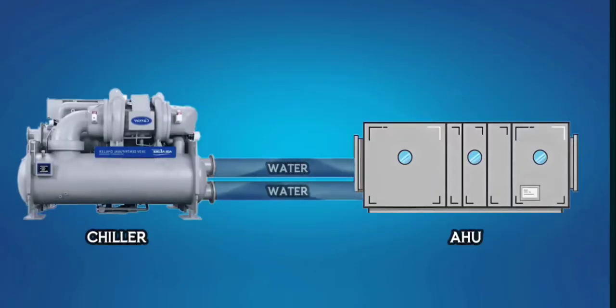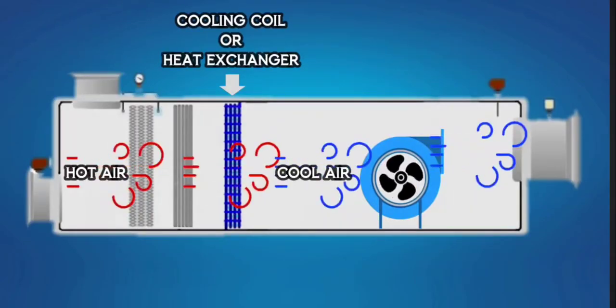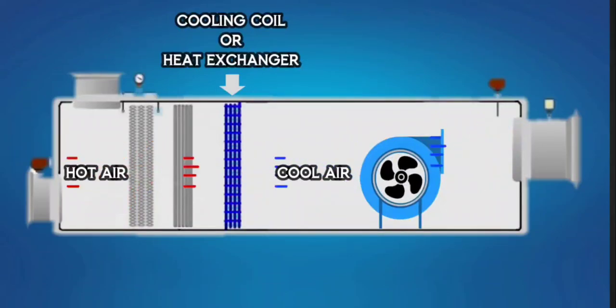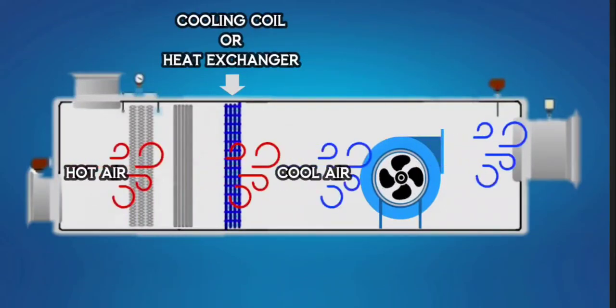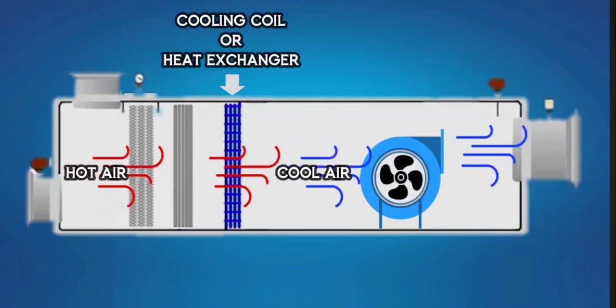Now, let's see how specific heat capacity is used in an HVAC system. In a chiller plant, water is used as the cooling medium and is sent to the AHU. In the AHU, the cooling effect of the water is transferred to the air through a heat exchanger, and the cooled air is then distributed throughout the room.